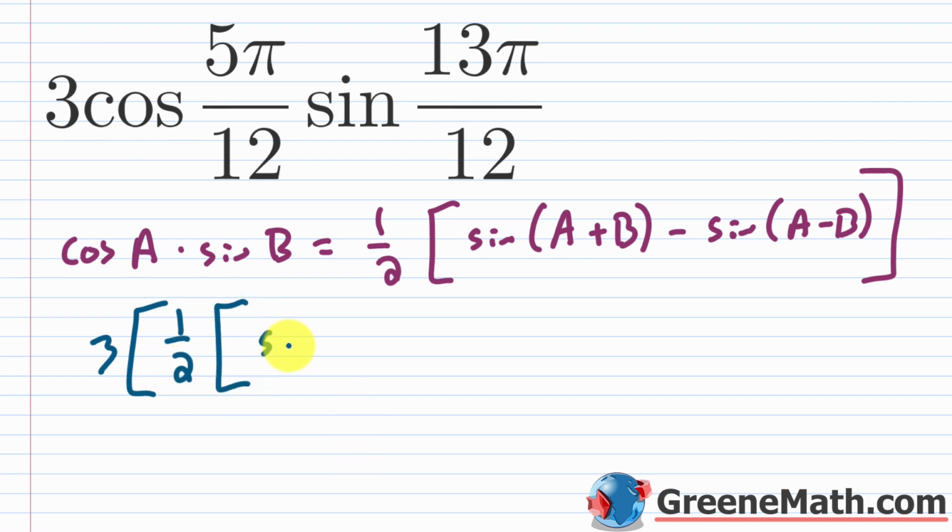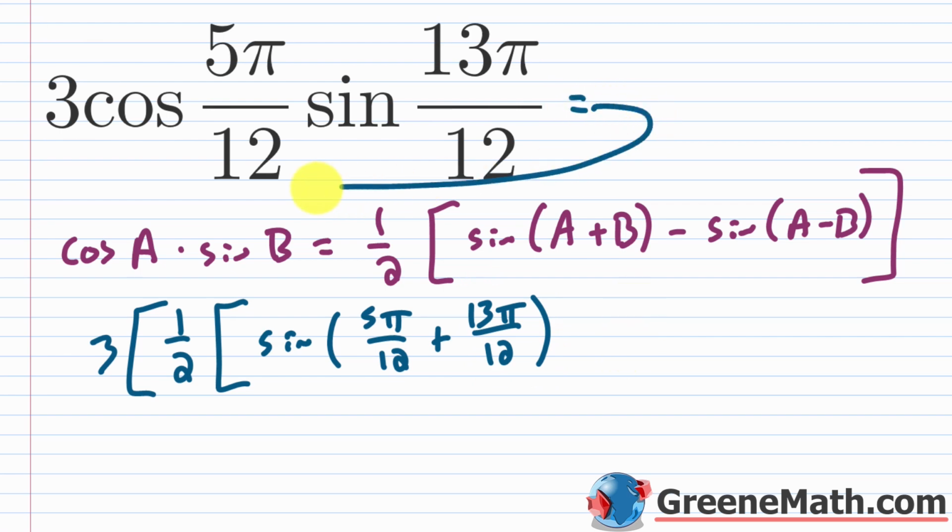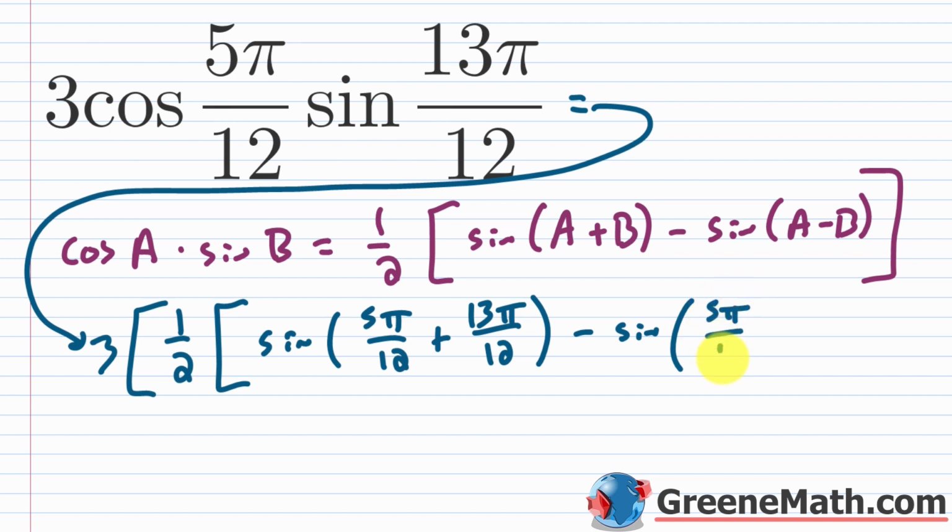So you have your sine of A plus B. So this is your A, this is your B. So you would have 5 pi over 12, and then we're going to say plus 13 pi over 12. Let me make that 13 a little bit better there. And then we'll put minus the sine of A minus B. So this is your A, this is your B. So you have 5 pi over 12, and then minus 13 pi over 12. And let me close down the brackets here. So you have 2 sets of brackets.